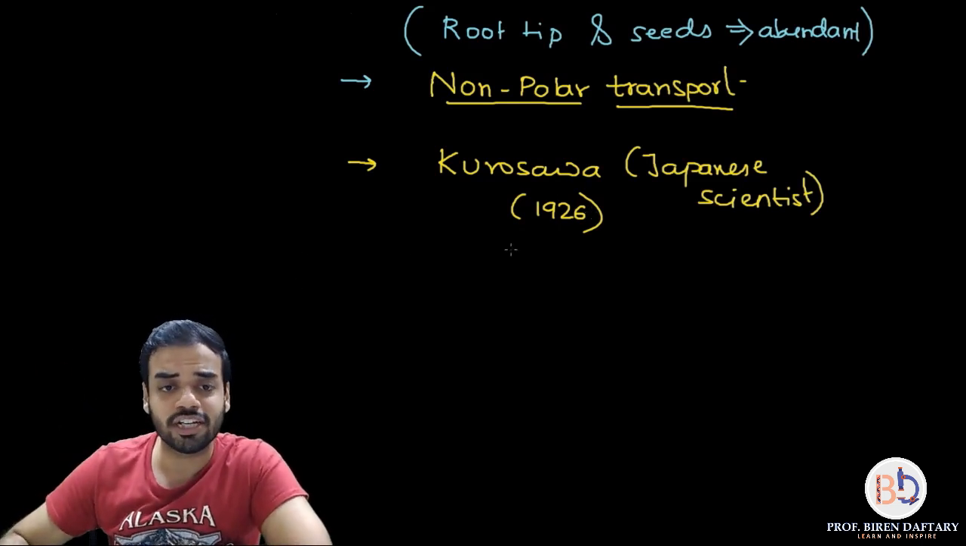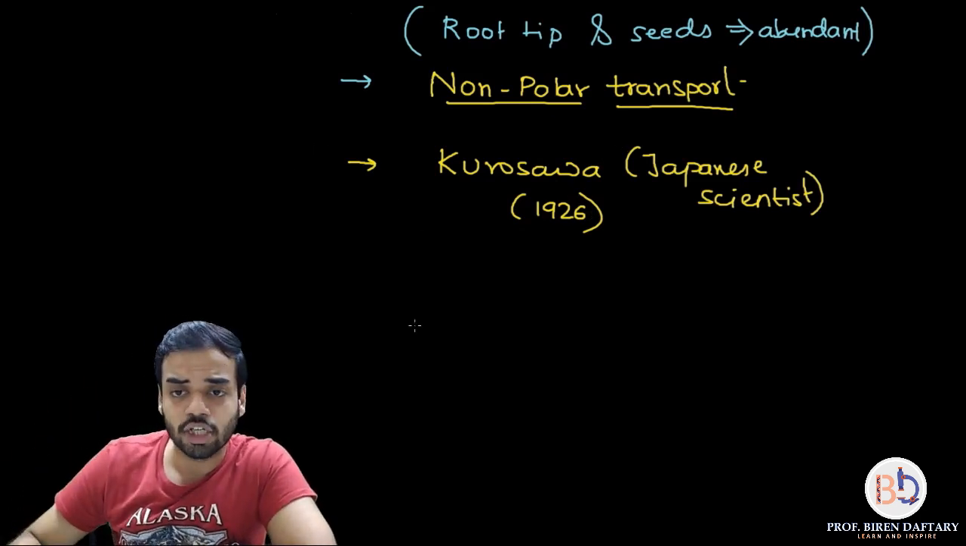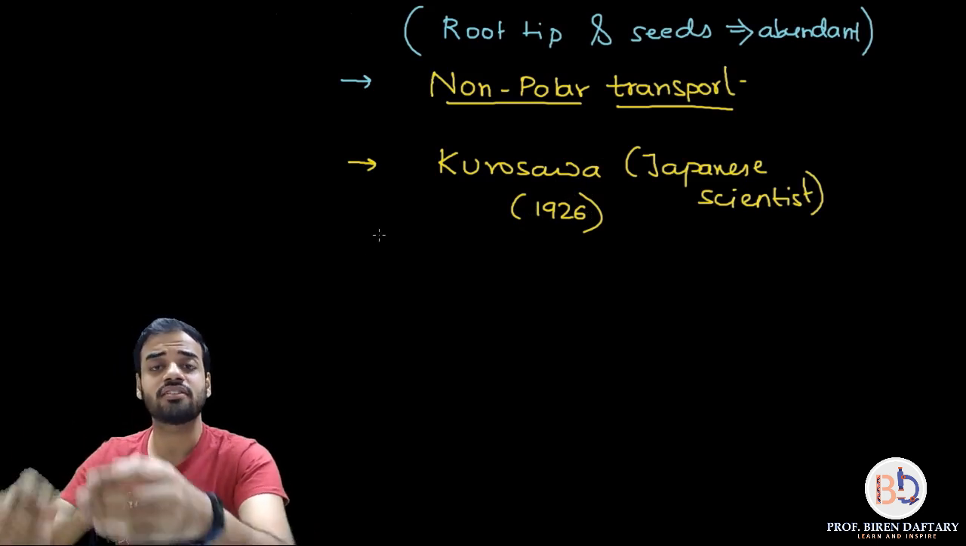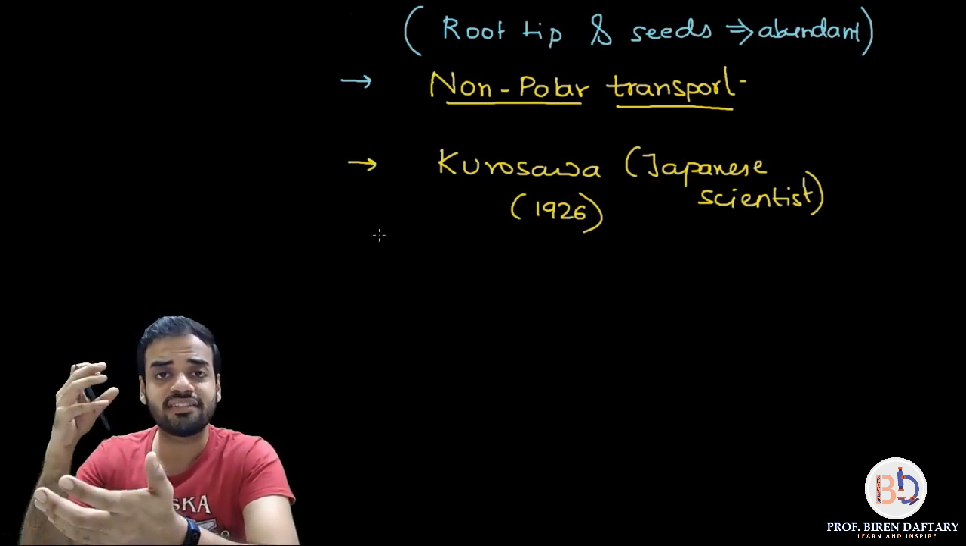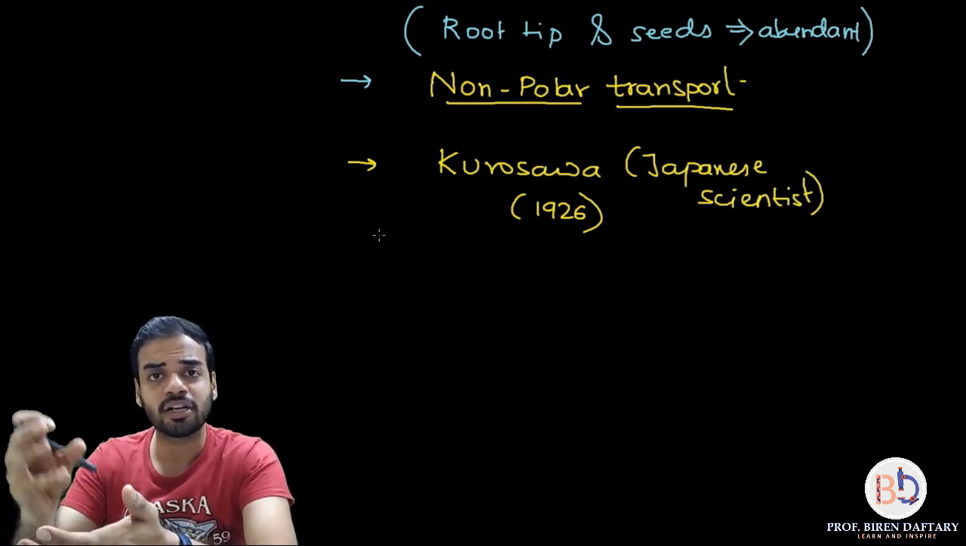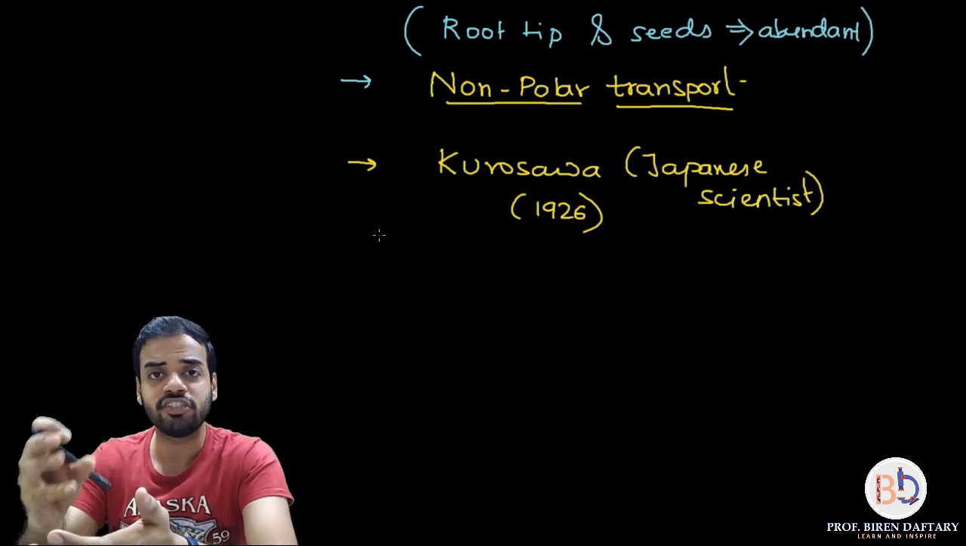So I have written down the name of the scientist. Okay, Kurosawa, 1926. You have to remember the fungus; now I will write down the name of the fungus. See, the name of the fungus is very similar to the name of the hormone. The hormones are called gibberellins. The name of the fungus is Gibberella fujikuroi.